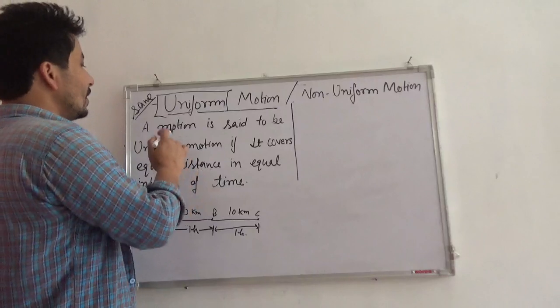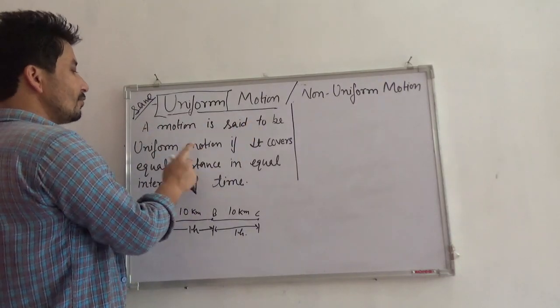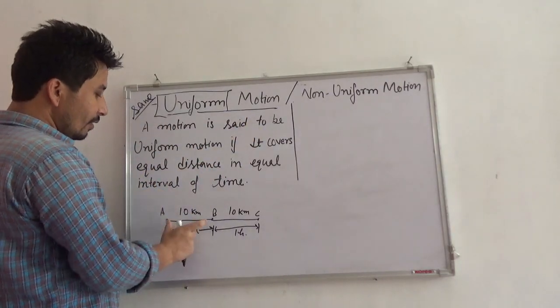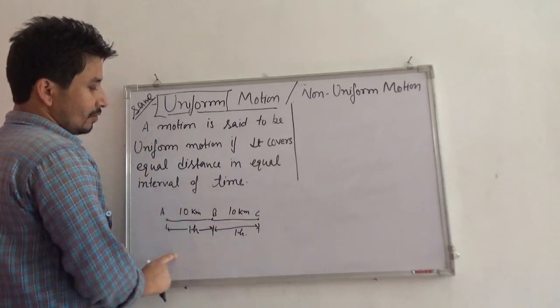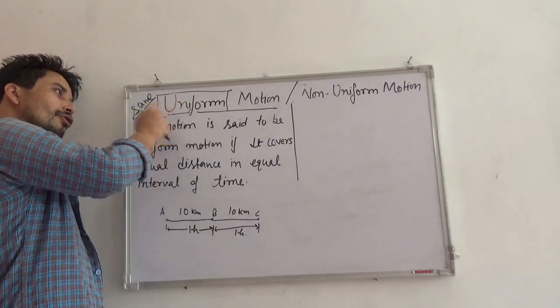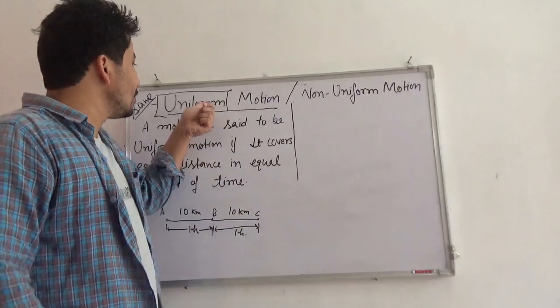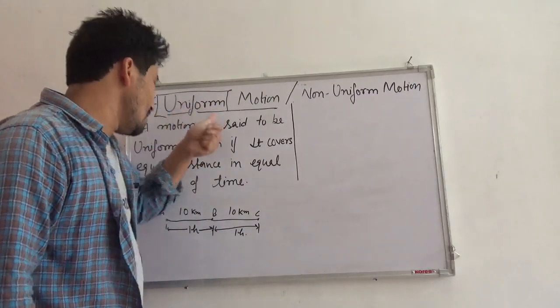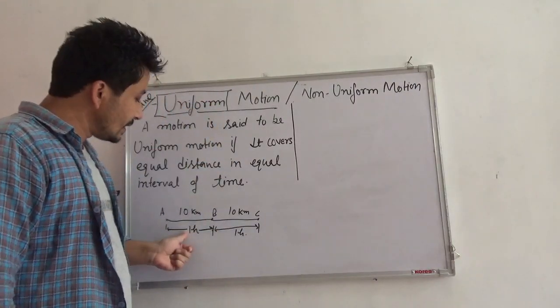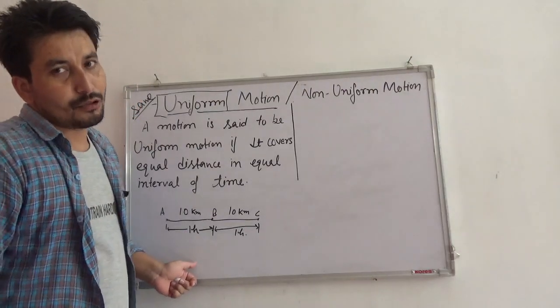Right? Meaning the motion is said to be uniform motion if it covers equal distance in equal interval of time, and this type of motion is called uniform motion. Uniform motion means same motion. Here we see the same pattern of motion.